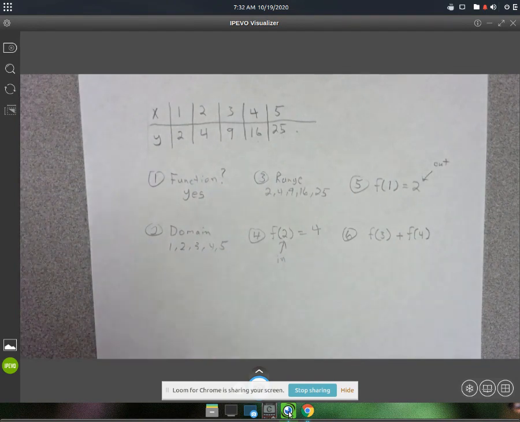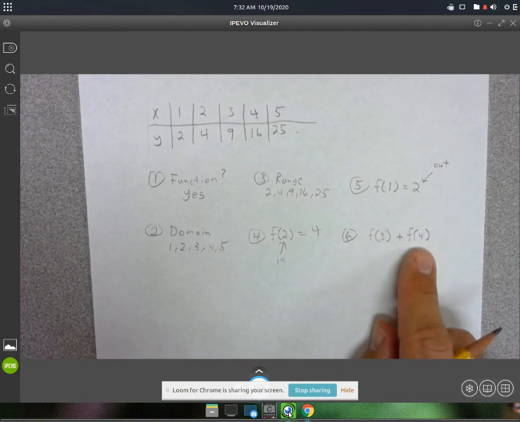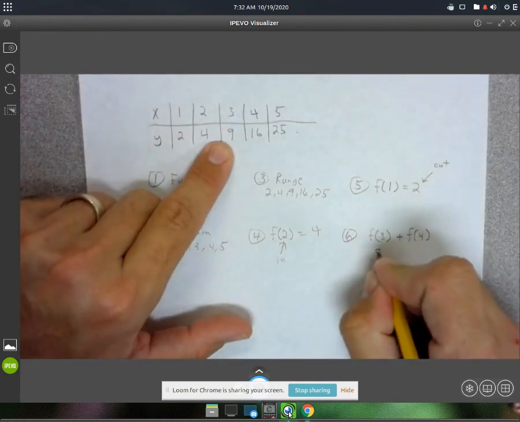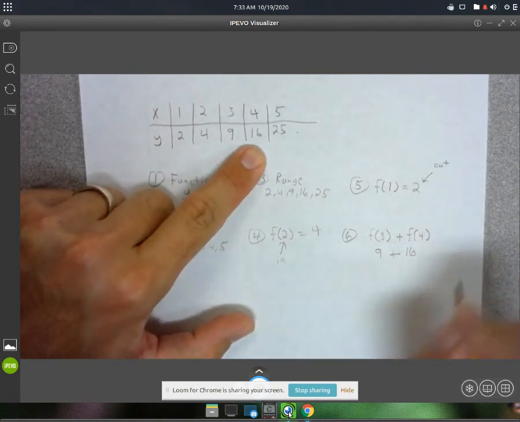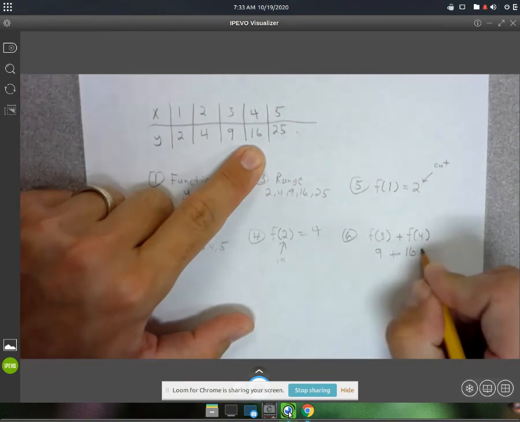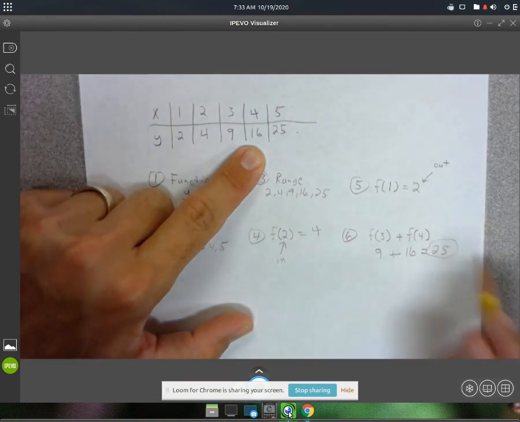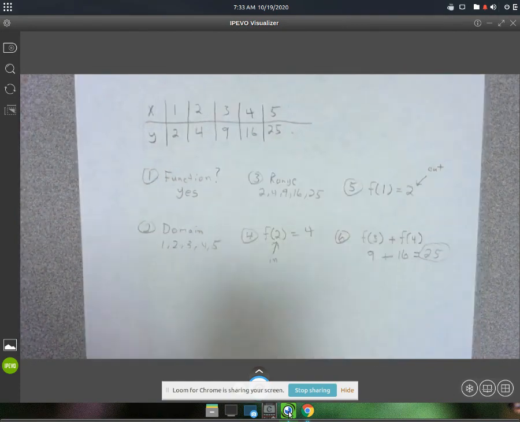All right. Then number 6, they're asking us to add f of 3 plus f of 4. F of 3 is 9, and f of 4 is 16. And then 9 plus 16 would equal 25. All right. And the fact that that equaled f of 5 is just coincidence.